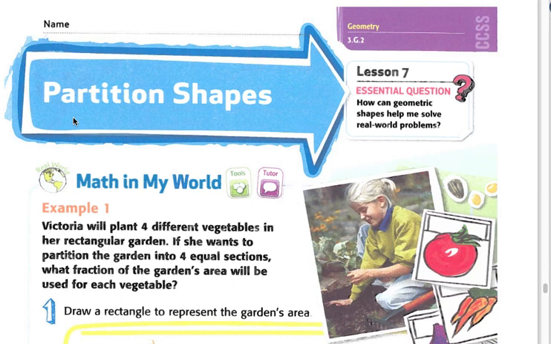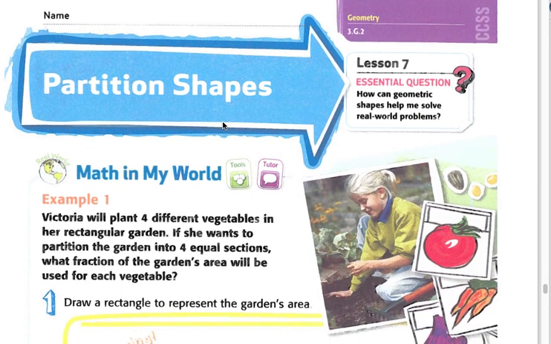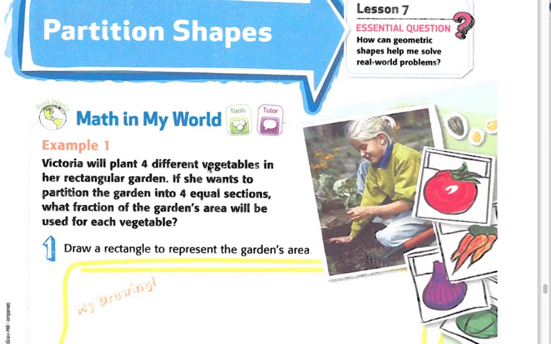So this lesson is called Partition Shapes, and it's going to be kind of a review because it's going to be talking about taking geometric shapes and dividing them into equal sections, and then talking about parts of those sections. And it's all about fractions. So we remember we did a whole chapter on fractions sometime in the spring, and this is going to be a review on that. So this is probably going to be a pretty easy lesson for you. But let's go ahead and get started.